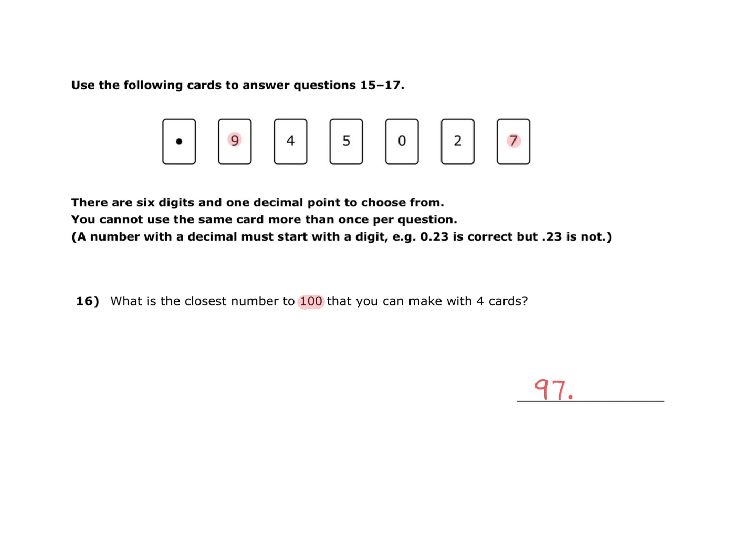decimal point, and then use the highest value possible in the tenths column. The next highest value, of course, is 5. So by using the 3 highest value cards in order of tens, units and tenths and the decimal point, we've created the closest number we can to 100.